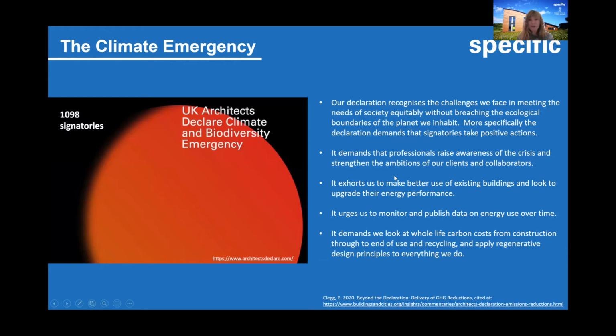In 2019, the UK construction industry declared a climate and biodiversity emergency, where they set clear aspirations for building designers, contractors and engineers to ensure the buildings we design and deliver for our clients respond to the climate emergency. Last time I checked, there were 1,098 signatories to the Architects Declare register.